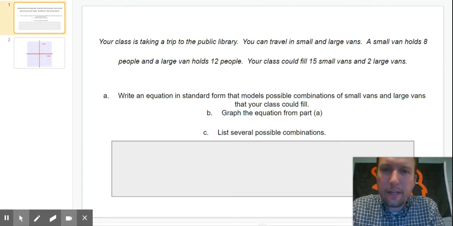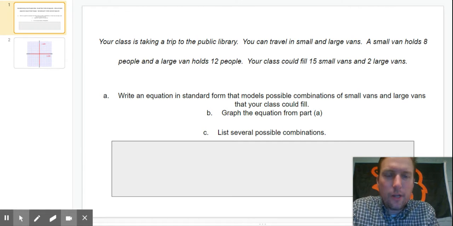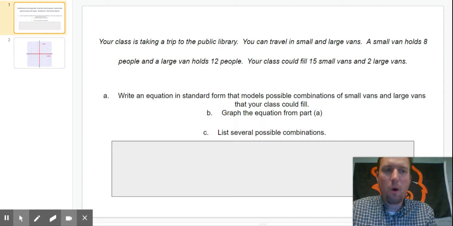Your class is taking a trip to the public library. You can travel in small or large vans. A small van holds 8 people, and a large van holds 12 people. Your class could fill 15 small vans and 2 large vans.